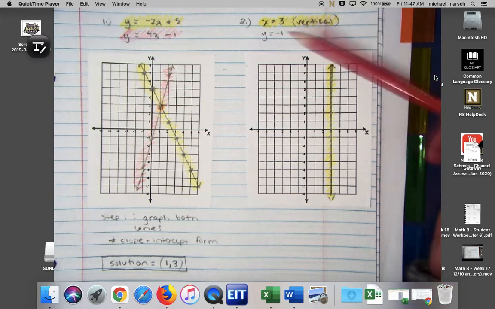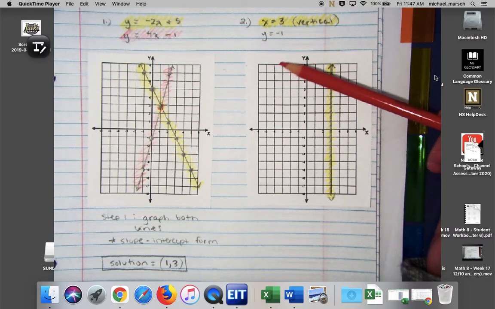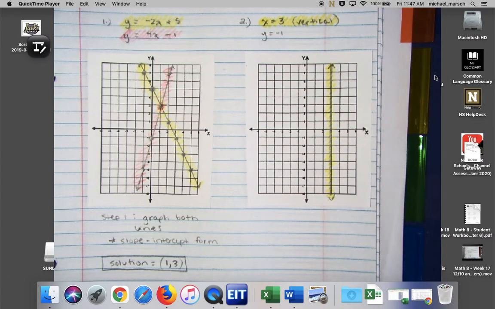And so then if x equals 3 is a vertical line, what kind of line is y equals negative 1? Horizontal. Yeah. Orange.